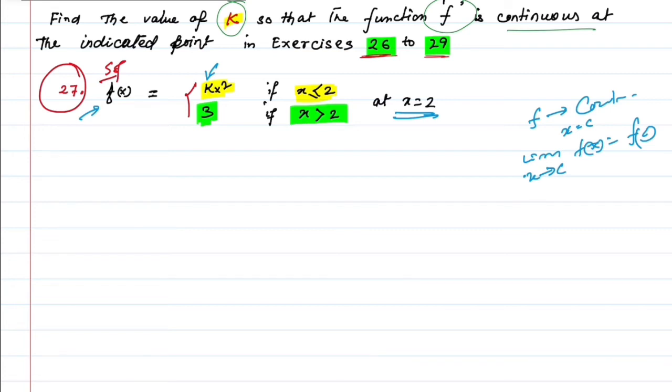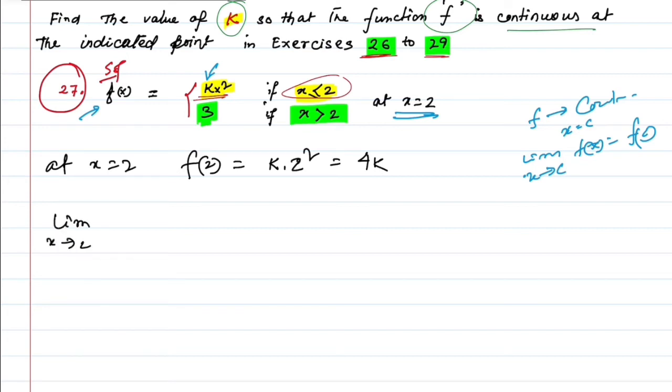So at x is equal to 2, f of 2 is going to be equal to, for x less than or equal to 2, f of x is given by k x square. So it's going to be k into 2 square, that's equal to 4k. Now limit x tends to 2 of f of x. x tends to 2 does not mean x is equal to 2, it may be greater than 2 or less than 2, but it is close to 2.